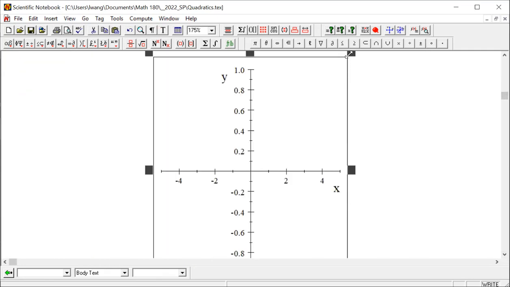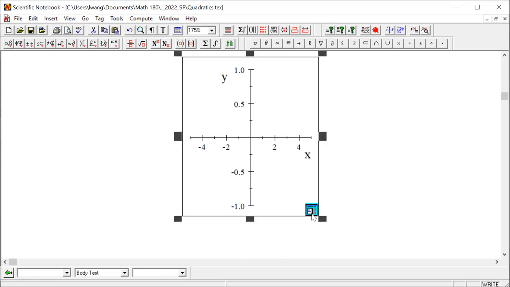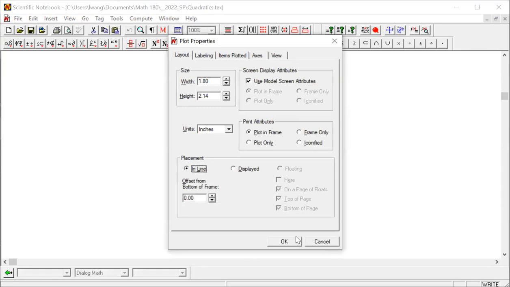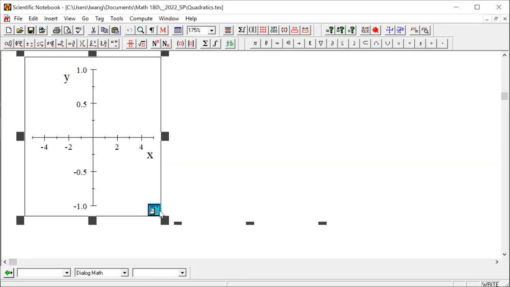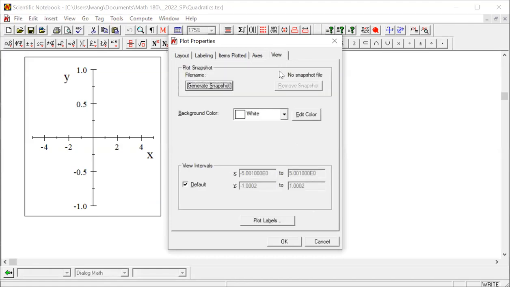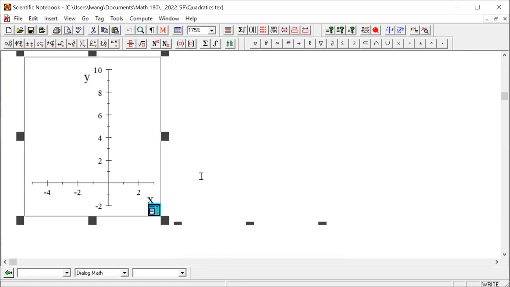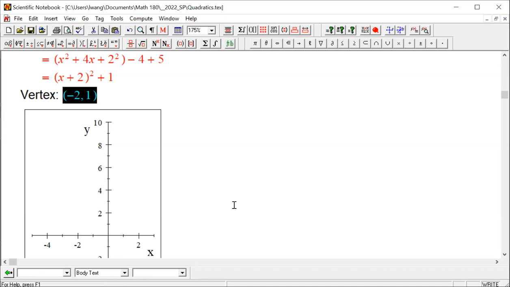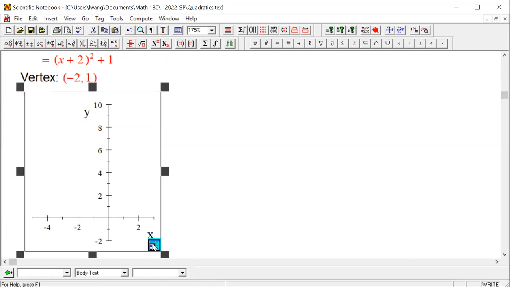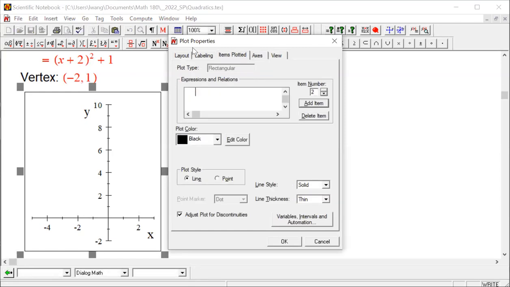All right, so let's do the graph. And the vertex, so I'm going to put -6, -5, maybe 3, -2 here, maybe 10 here. Okay, so my vertex is (-2, 1). So I'm going to put that dot in the picture. Okay, that's the red dot.